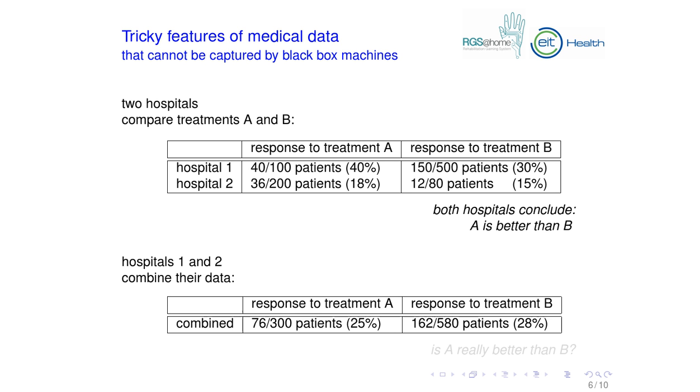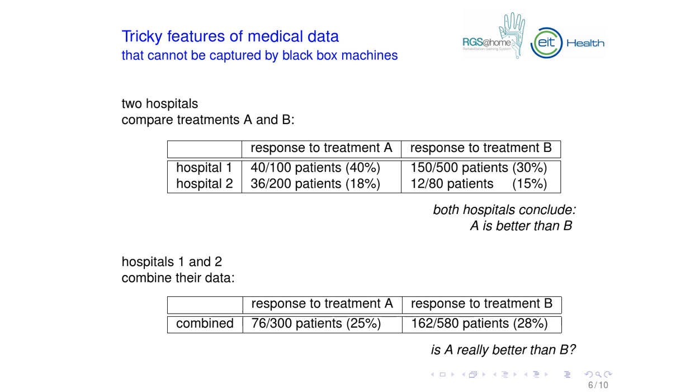They do the same for treatment B. 500 plus 80, in total 580 patients receive treatment B. And of those 580, if you add up the two numbers of the two hospitals, you find that 162 had benefit, which is 28%. And now, all of a sudden, you notice something really strange. Namely, whereas initially, both in Hospital 1 and Hospital 2, treatment A had the higher success rate in percentages, if you combine the data of the two hospitals, you find that treatment B has a higher percentage success rate than treatment A.